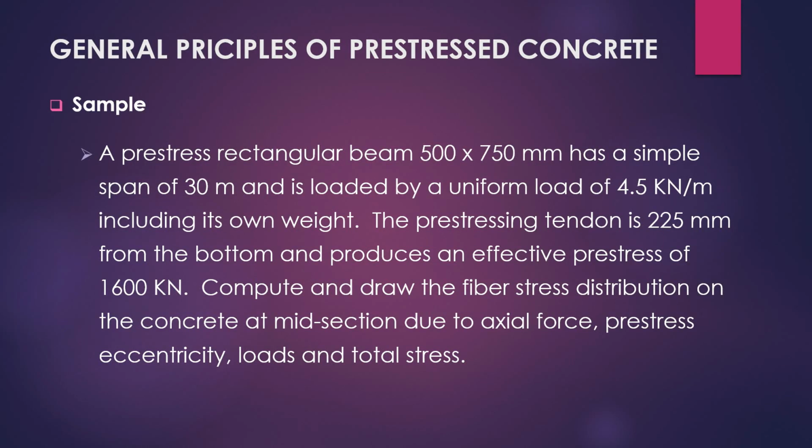Sample problem number 2. A prestressed rectangular beam 500 by 750 mm has a simple span of 30 meters and is loaded by a uniform load of 4.5 kN per meter including its own weight. The prestressing tendon is 225 mm from the bottom and produces an effective prestress of 1,600 kN. Compute and draw the fiber stress distribution on the concrete at midsection due to the axial force, prestress eccentricity, loads, and total stress.